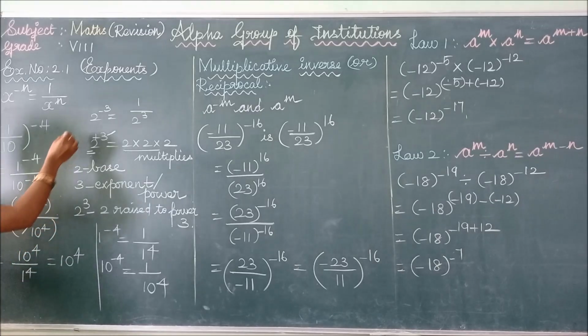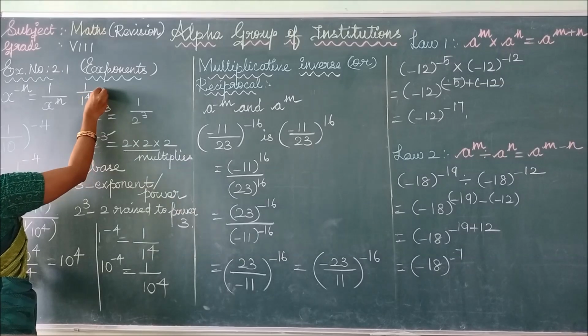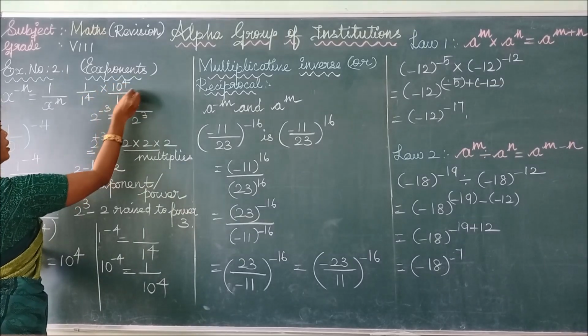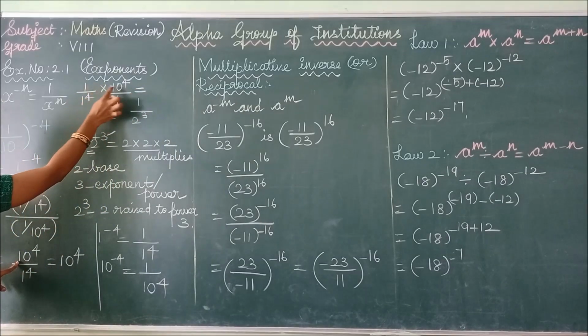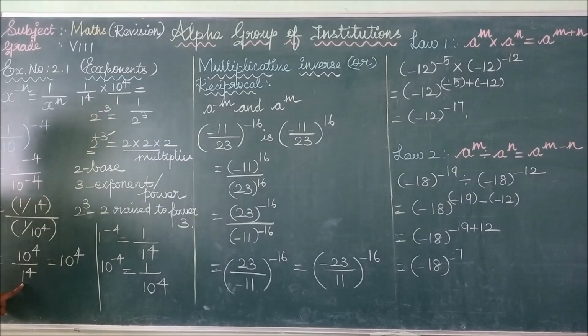How can we change and write this one? 1 divided by 1 to the power 4 can be rewritten as 10 power 4 divided by 1. Again I can multiply and write this one. 1 into 10 to the power 4 is 10 to the power 4. 1 to the power 4 into 1 is 1 to the power 4. So 1 to the power 4 is what? That is nothing but 1. So your answer is 10 power 4.